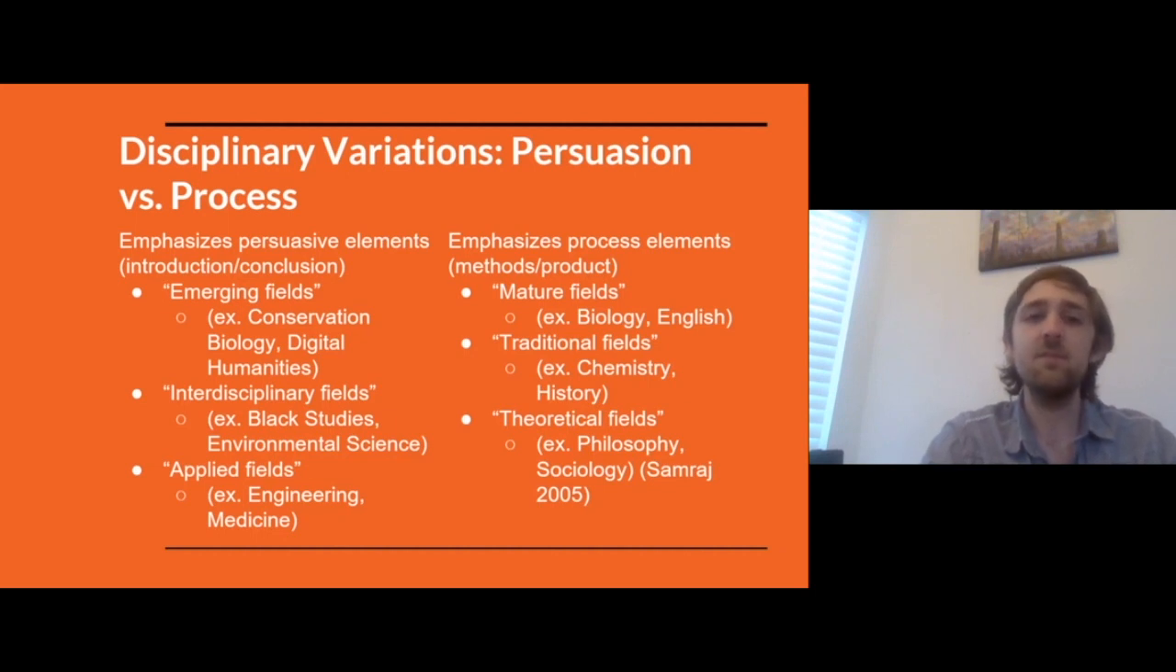The disciplines given to persuasion, according to Samraj, were emerging fields, so fields that were fairly new, like, say, digital humanities, interdisciplinary fields, and specifically applied fields, like engineering or medicine. While mature fields, like biology and English, traditional fields, like chemistry and history, and theoretical fields, like philosophy and sociology, tended to be more likely to emphasize process and emphasize summary in the structure of the piece.